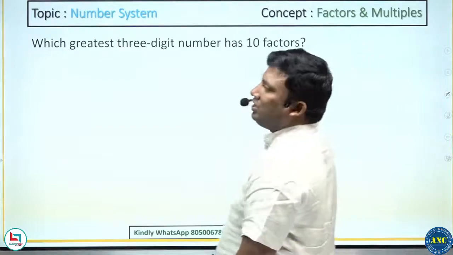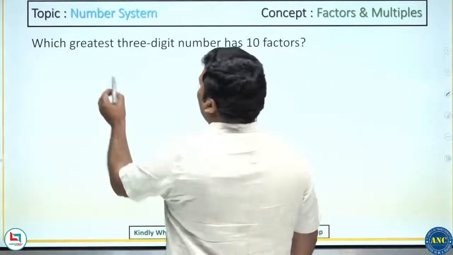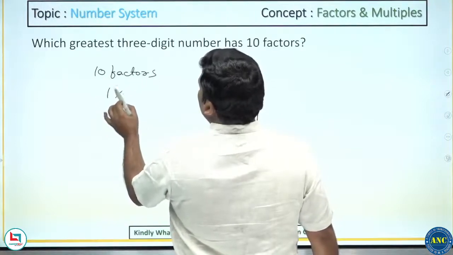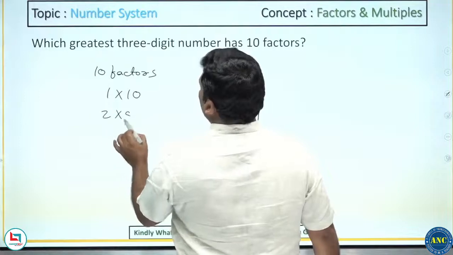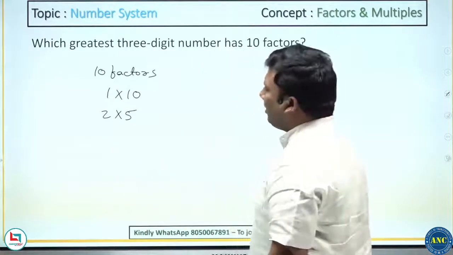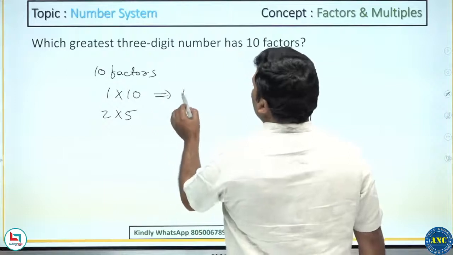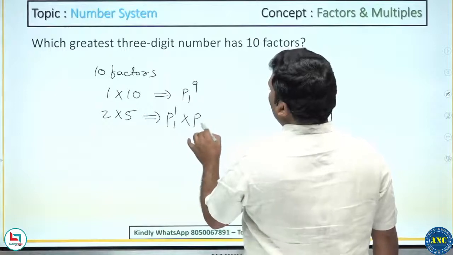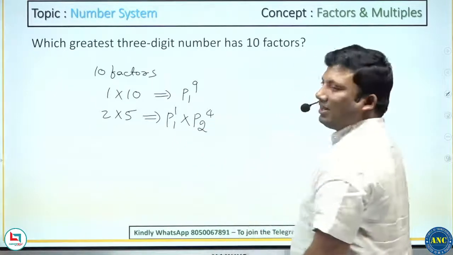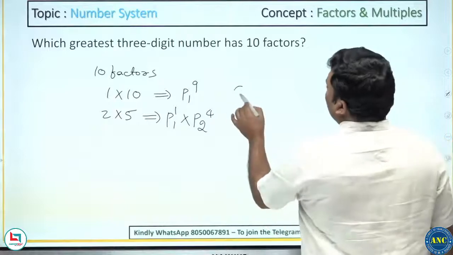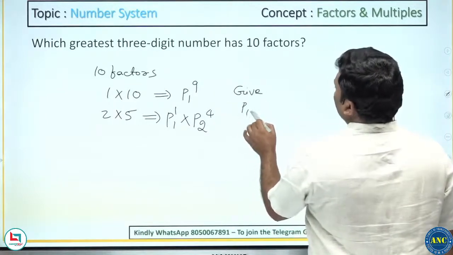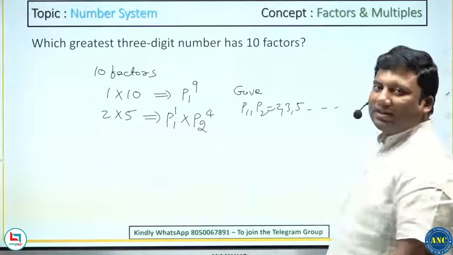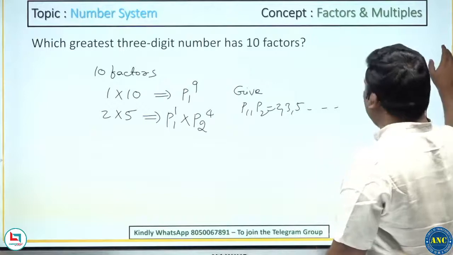Which is the greatest 3-digit number that has 10 factors? Already we did so many questions of this model. 10 factors means 1 into 10 and 2 into 5. 2 and 5 are prime numbers, it cannot be decomposed further. So P1 power 9, or P1 power 1 into P2 power 4. Enumerate the cases, give P1, P2 as 2, 3, 5 and so on. Whatever answer you get, that itself is the answer. We have done so many models.